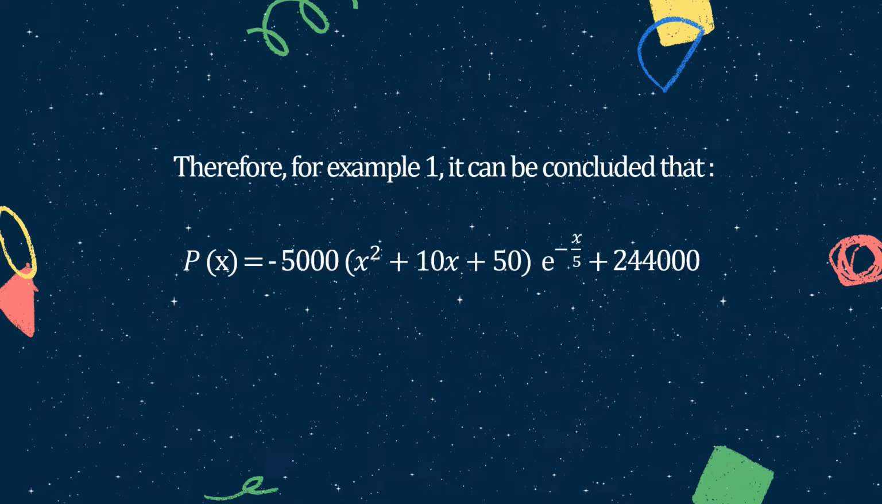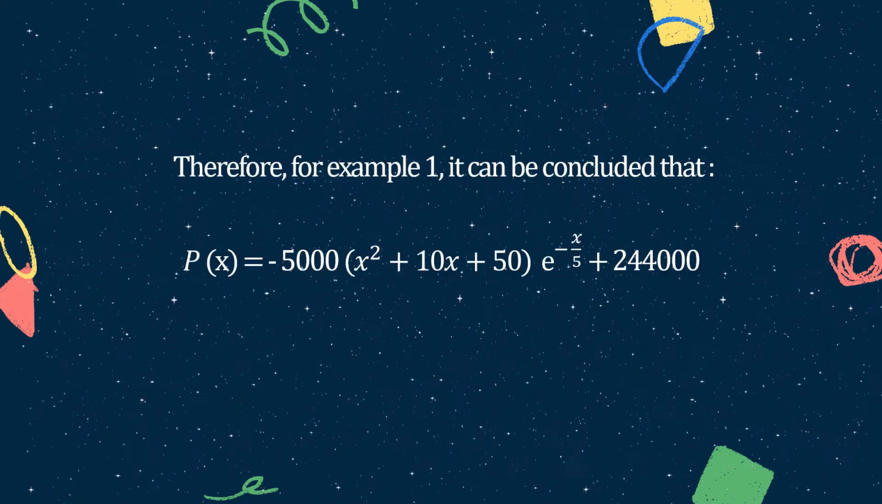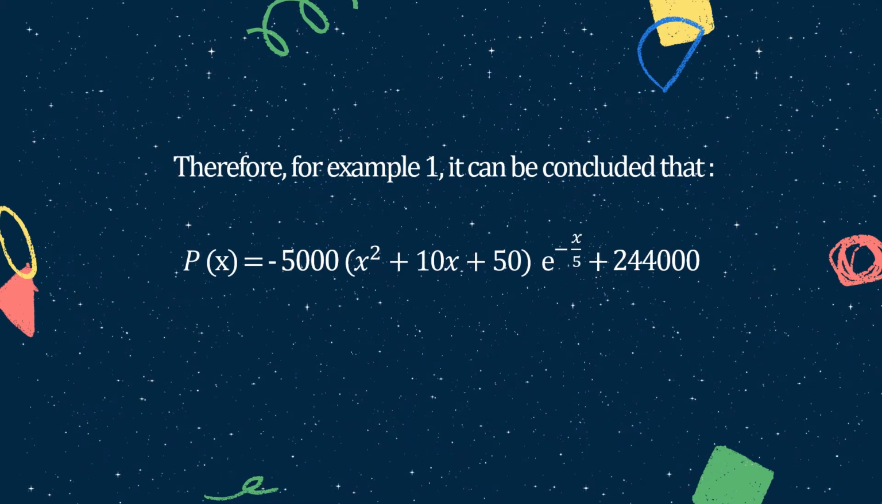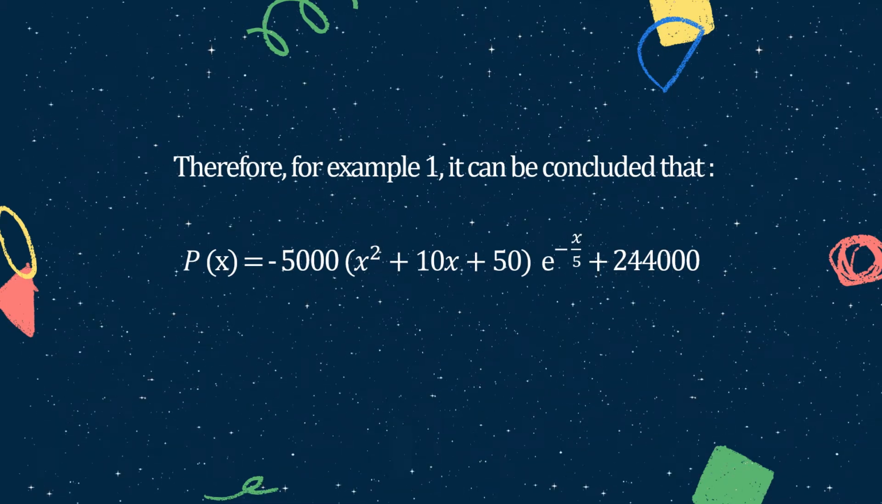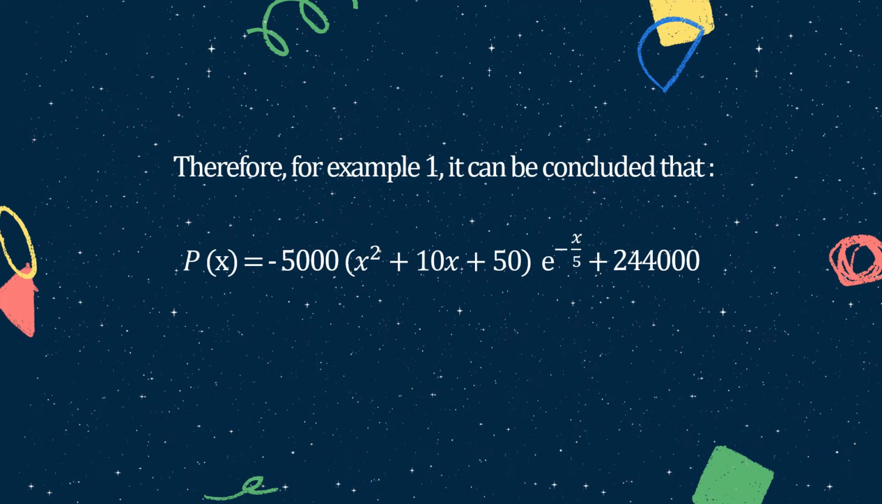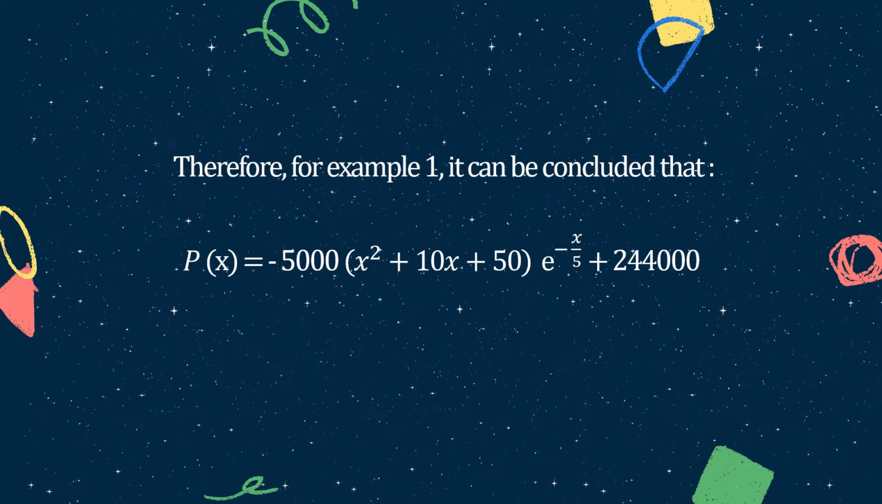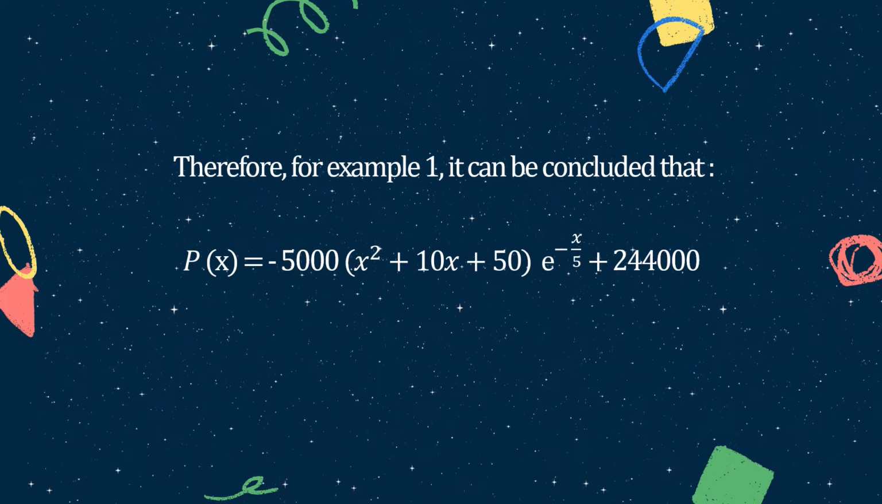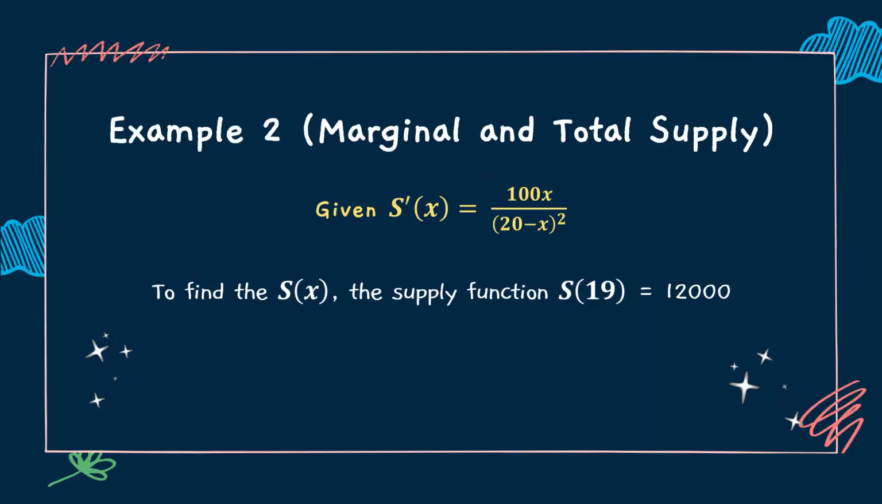So therefore, for example 1, it can be concluded that px equals negative 5,000 in bracket x squared plus 10x plus 50 exponent negative x over 5 plus 244,000.